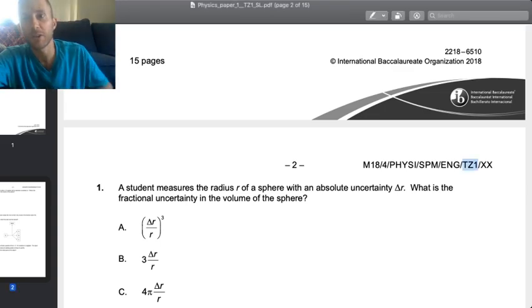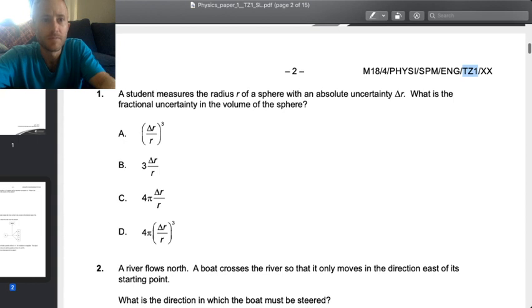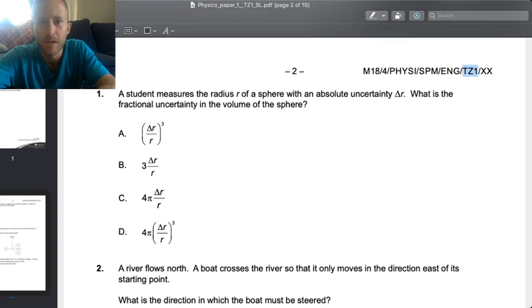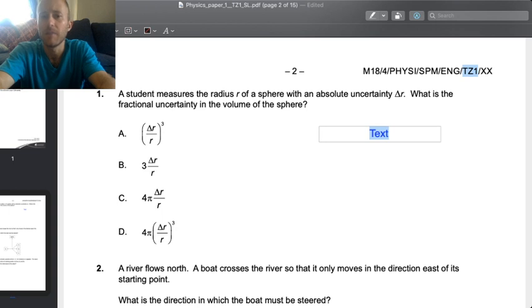So I'm doing the odd questions. A student measures the radius of a sphere with an absolute uncertainty of delta R. What is the fractional uncertainty in the volume of the sphere? Okay. So what we want to do is notice that the volume of a sphere is 4/3 pi r cubed.